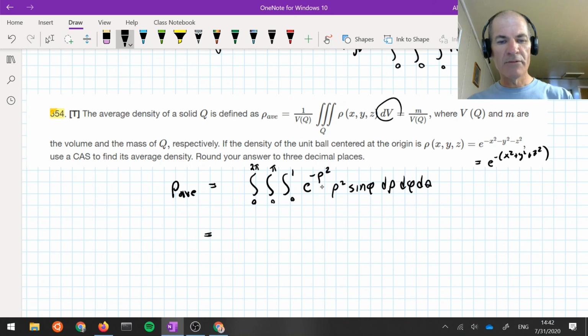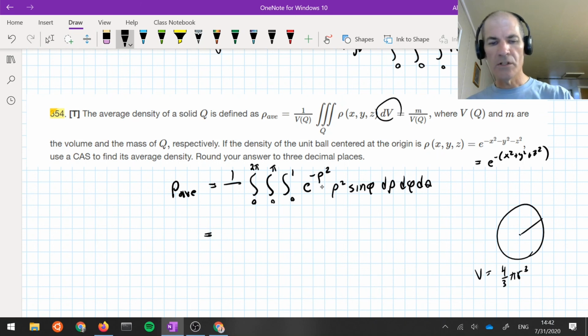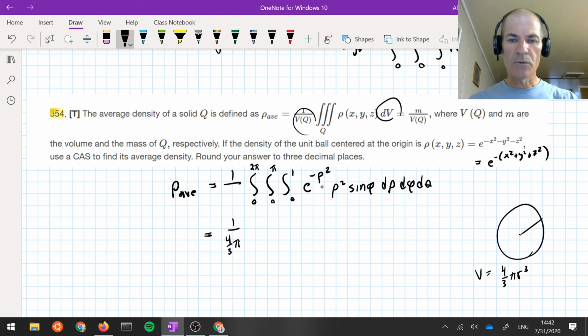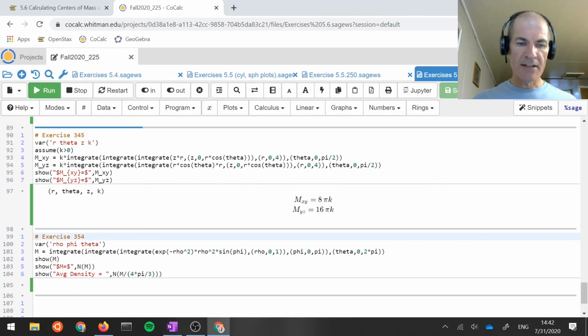And this is the average density. What I've got written here is the mass. We've got to divide by the volume of the unit sphere. Remember, the unit sphere has radius 1, and the volume of a sphere is 4/3 pi r cubed. In this case, the volume is going to be 4/3 pi, so it's 1 over 4/3 pi because we need to divide by the volume of the set over which we're integrating. And then we'll turn this integral over to Sage and let Sage do its magic.